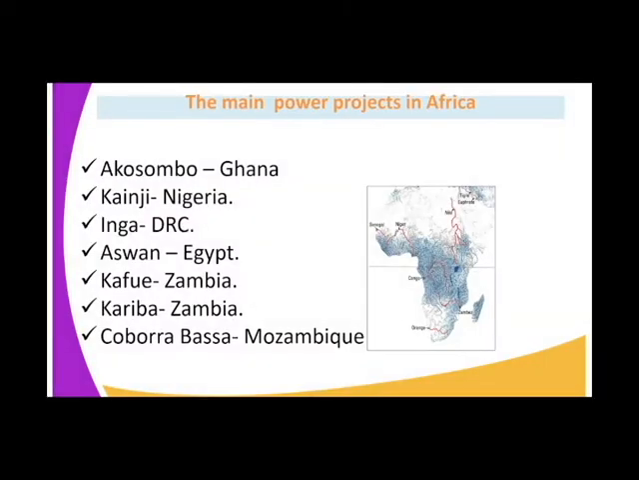The main power projects in Africa include Akosombo, which is in Ghana. We have Kainji, which is in Nigeria. There is Inga in DRC. We have Aswan High Dam in Egypt. Kafue in Zambia. We have Kariba Dam in Zambia. Then we have Cahora Bassa in Mozambique.